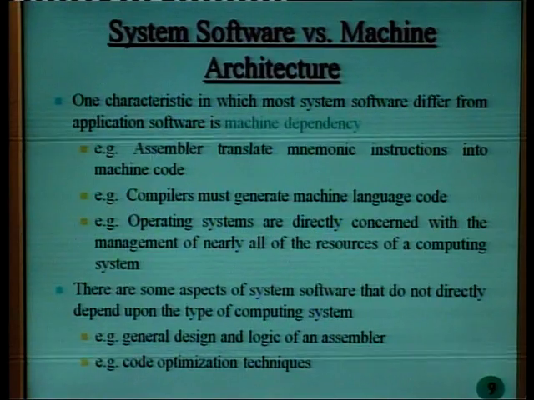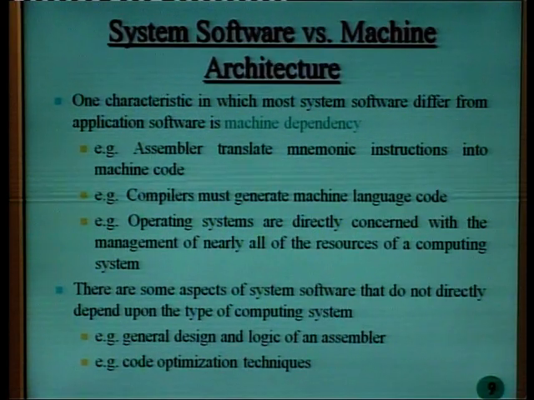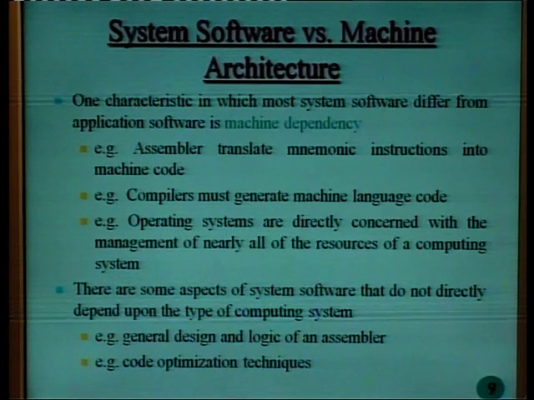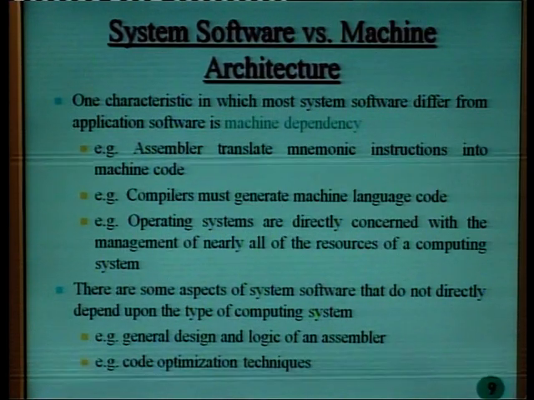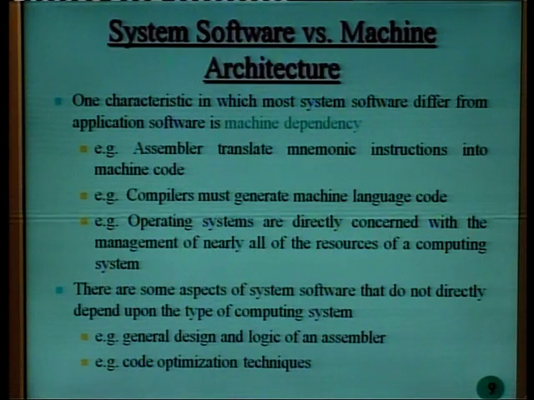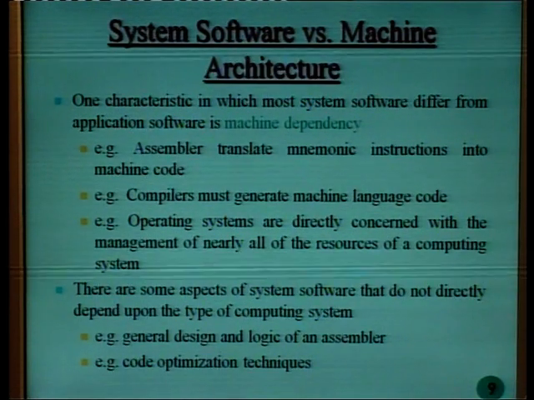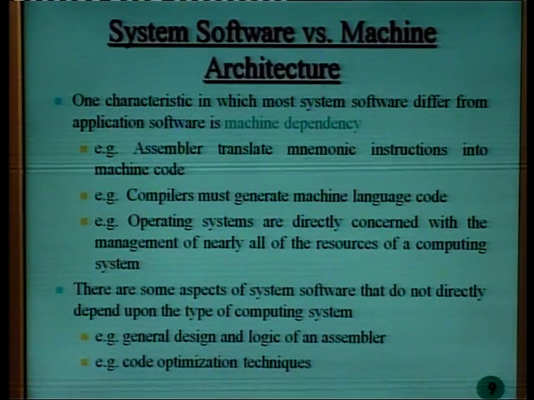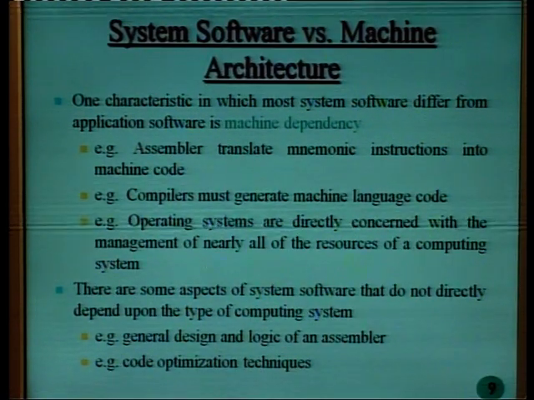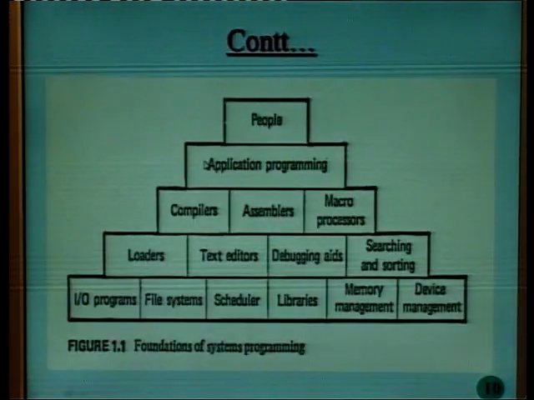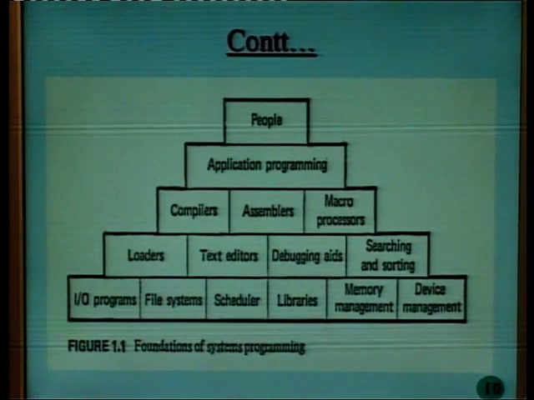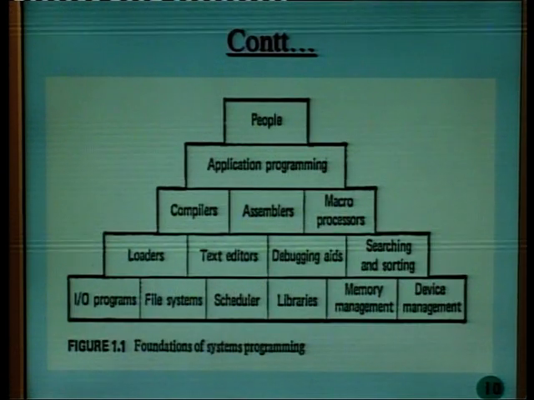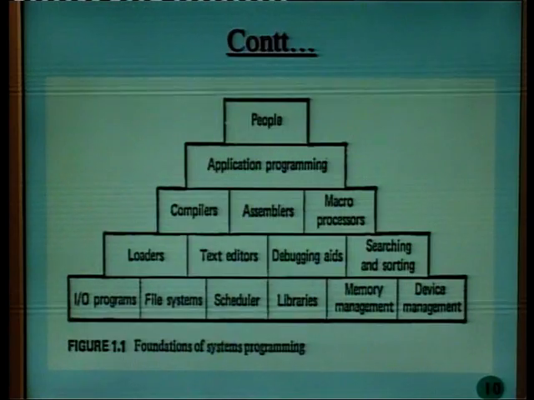The overall functionality of the computer system is controlled, and providing the interface to the user is done, by the operating system. There are some aspects of system software that do not directly depend upon the type of computing system, like a journal design, the logic of an assembler, and code optimization techniques used in the compiler design process. This is the main diagram that will elaborate the overall concept of system programs and the different system software.